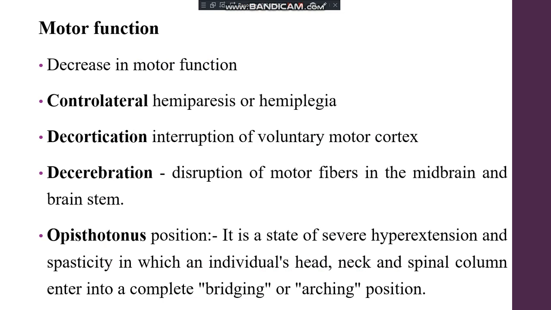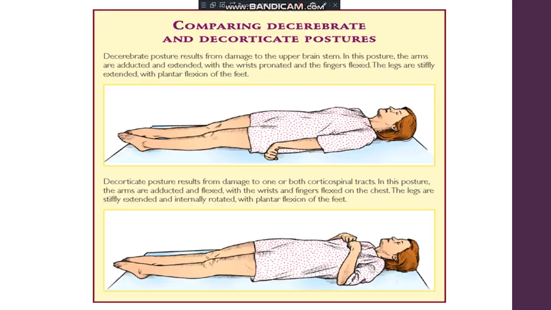It is a state of severe hyperextension and spasticity in which an individual's head, neck and spinal column enter into a complete bridging or arching position. The patient's head, neck as well as the spinal column will come into an arch. This is the hyperextension, which medically is known as the opisthotonous position. So decerebrate, decorticate as well as opisthotonous, you have to keep in mind, and the Cushing triad. In the previous slide we have seen the Cushing triad. These four, I hope, will be a new vocabulary for you.